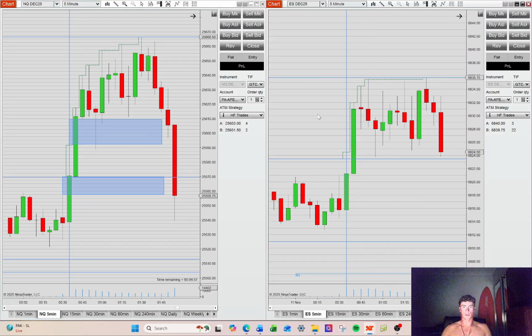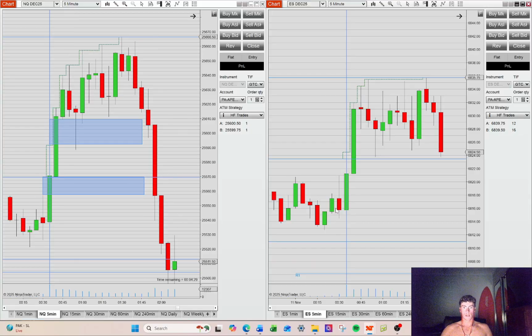We do end up getting an SMT with these highs right here, where Nasdaq went up and pushed above it, and then over here on ES, these highs, ES didn't quite push above it just yet. So that kept me interested for a bit there, which an SMT in this situation is a good confluence to go short, quite a strong one.